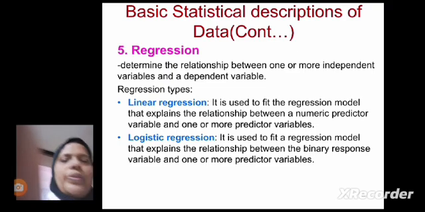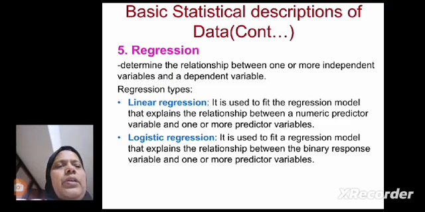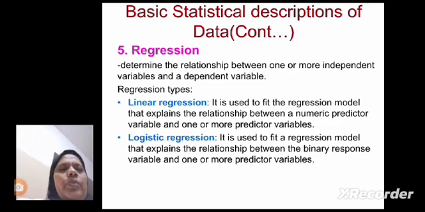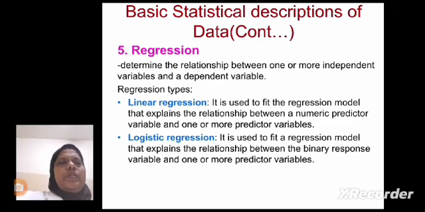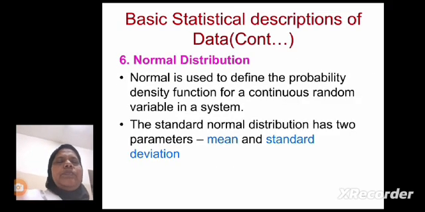There are 2 types of regression: linear regression and logistic regression. Linear regression is used to fit a regression model that explains the relationship between a numeric response variable and one or more predictor variables. Logistic regression is used to fit a regression model that explains the relationship between a binary response variable and one or more predictor variables.